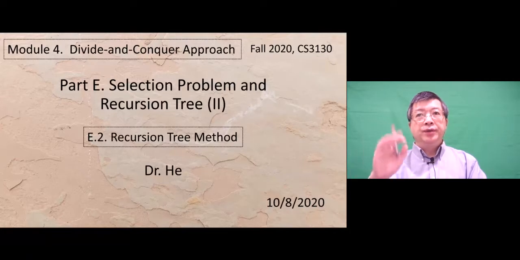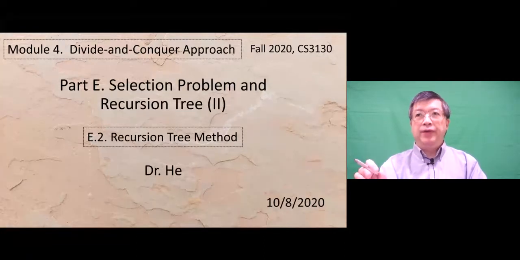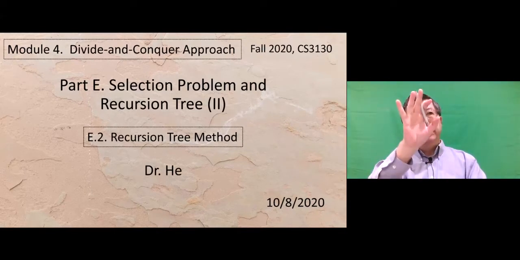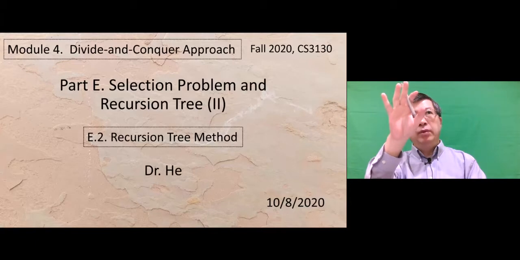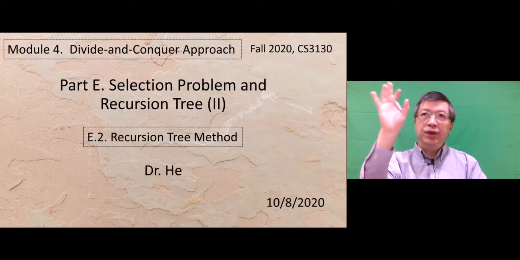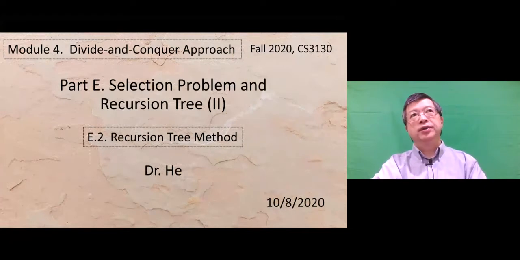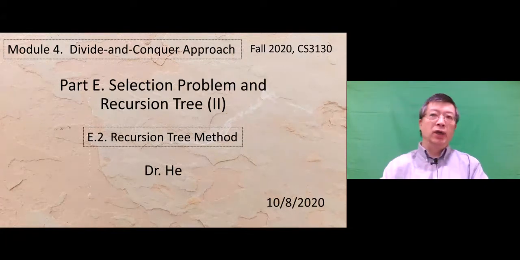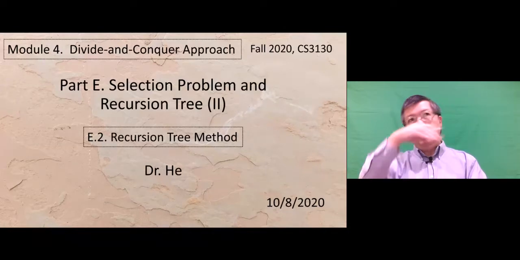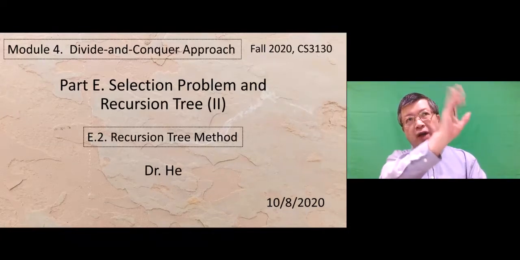Part E.2, recursion tree method. So we continue the second part of the topic selection problem and recursion tree method. We didn't finish in part D, so the second half of that. All right, hope you can still remember the first half.